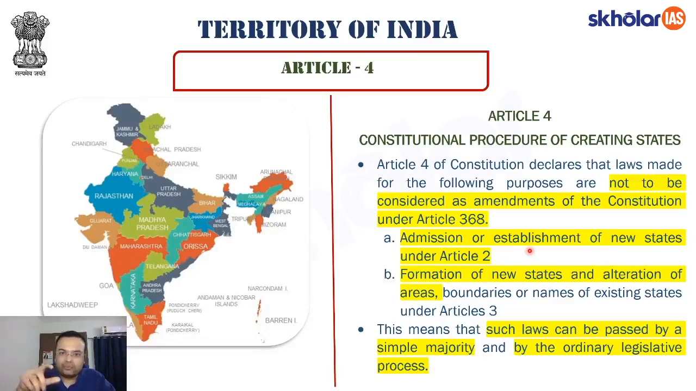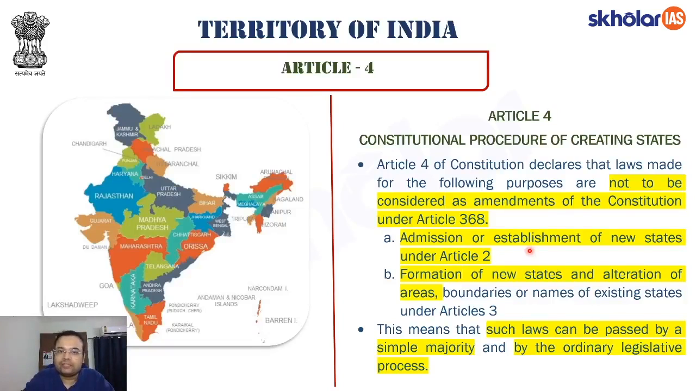Whenever the government of India is admitting a new state into its territory, or for that matter creating a new state, which we just explained in Article 2, the Parliament is passing the bill, it has been referred to the President, then the President brought it to the notice of the state legislature, then a recommendation was sent. All that process is done with respect to Article 2. Whenever this is being done, there is no need for any constitutional amendment.